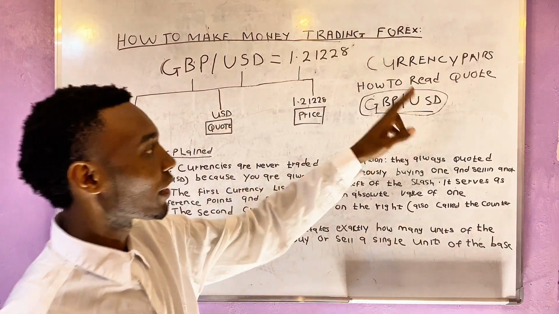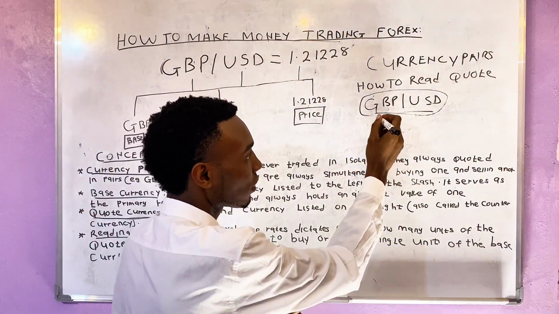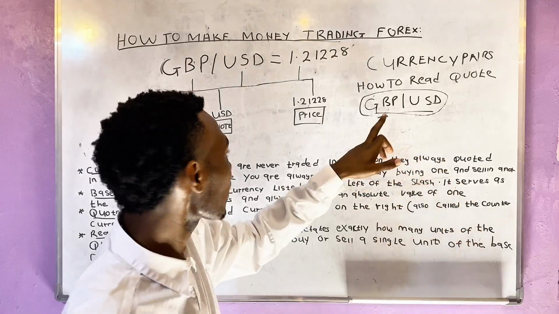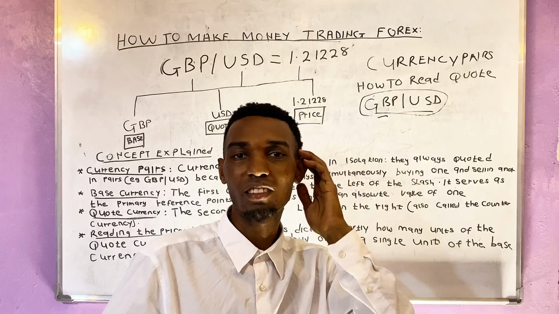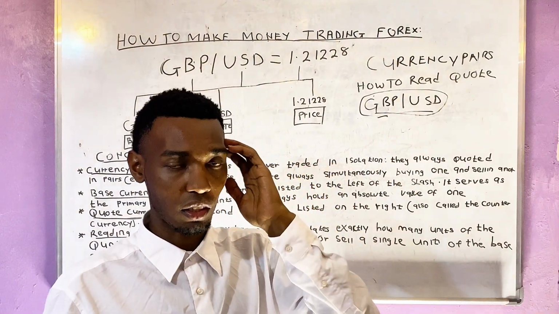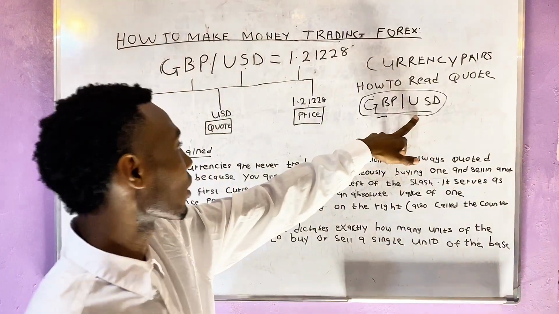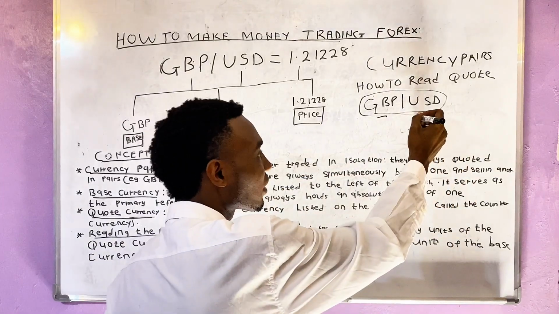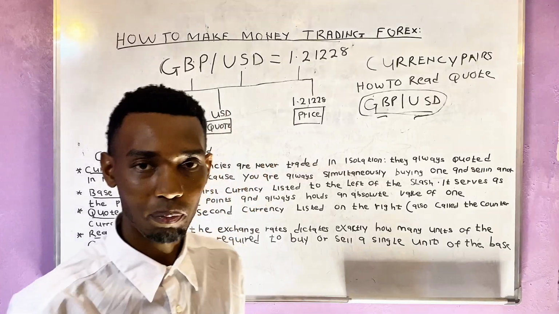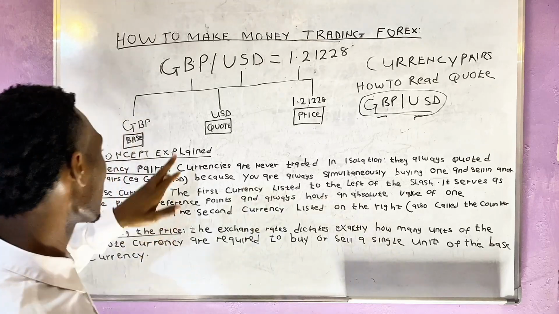Now, these things are quoted in pairs. This one is the base. This one is the leader. The base means it is the leader of the currency. Now, this one is the quote. This one determines the price, the price which is here.